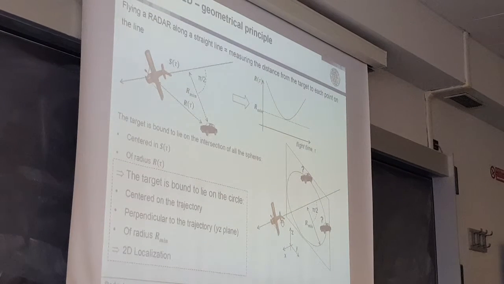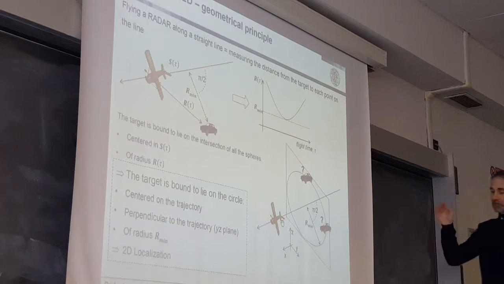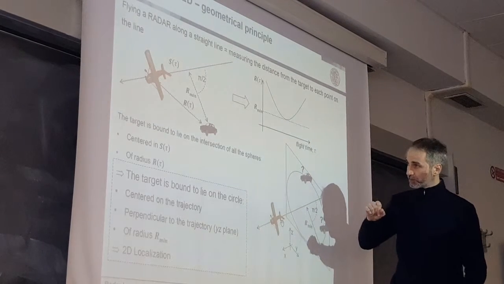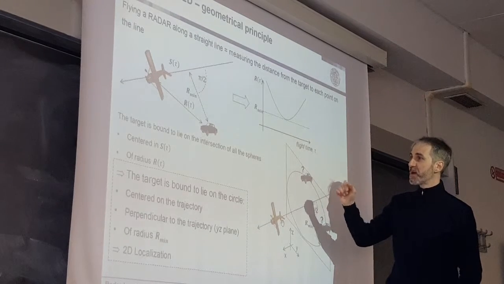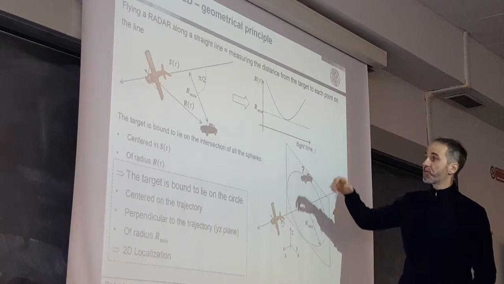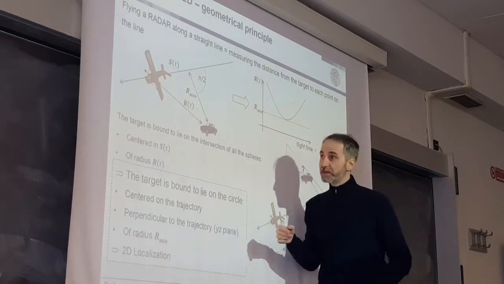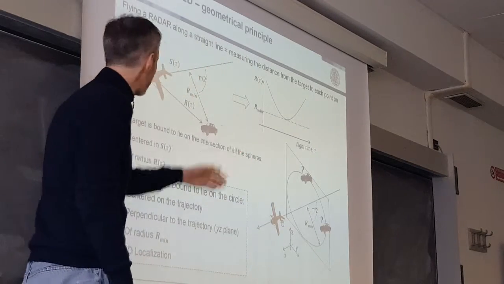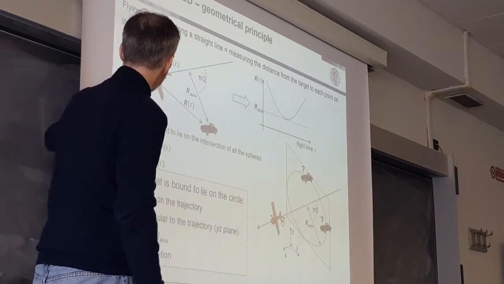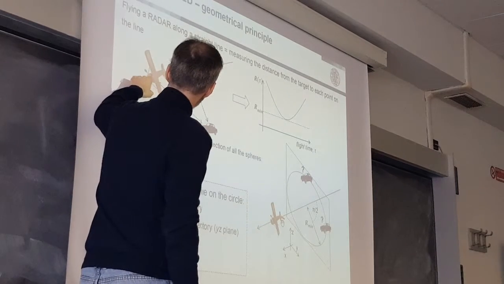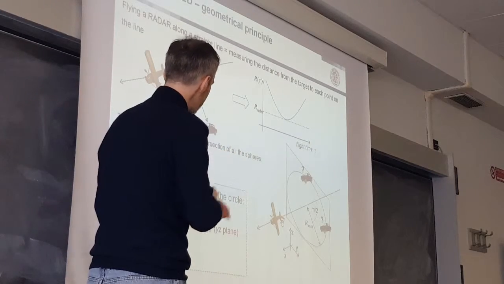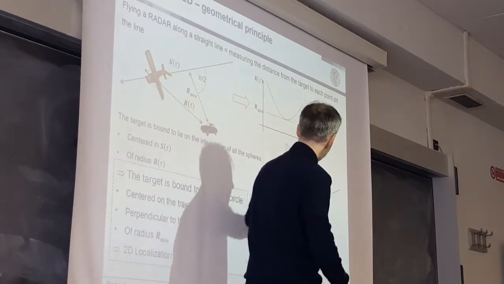Flying a radar along a straight line means that you can measure the distance from the target to all the points on the line. So this means that the target is bound to lie on the intersections of all the spheres with the radius that the radar tells you, and the center of each sphere is on the trajectory. And so if you intersect all of the spheres, what you end up with is a circle.